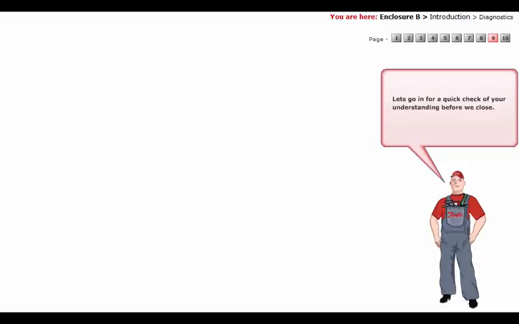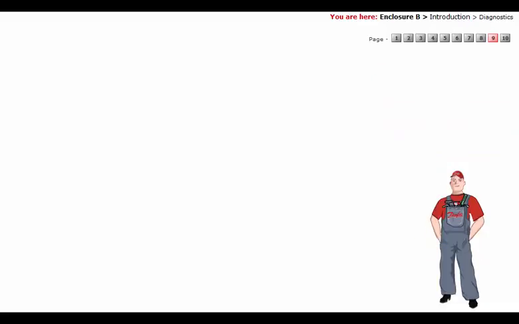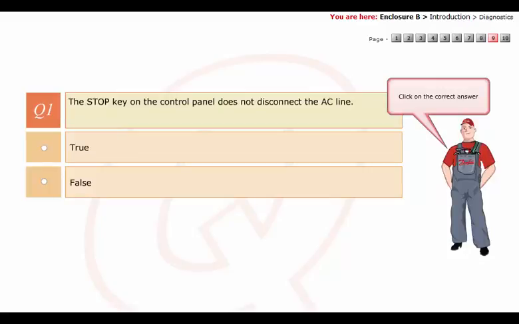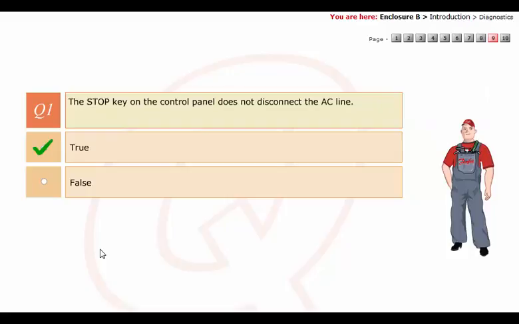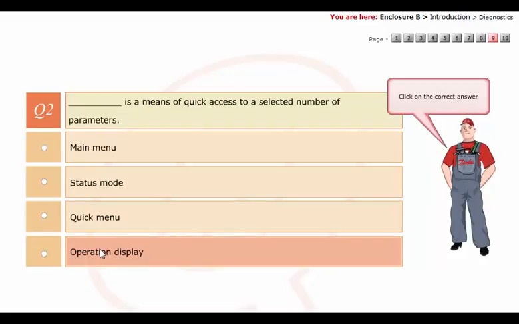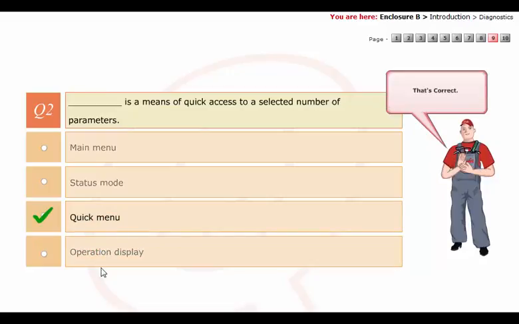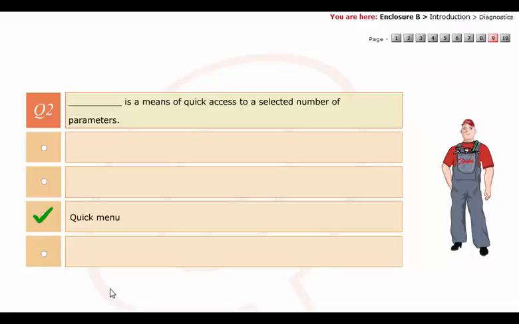Let's go in for a quick check of your understanding before we close. That's correct. The stop key on the control panel does not disconnect the AC line. That's correct. Quick menu is a means of quick access to a selected number of parameters.